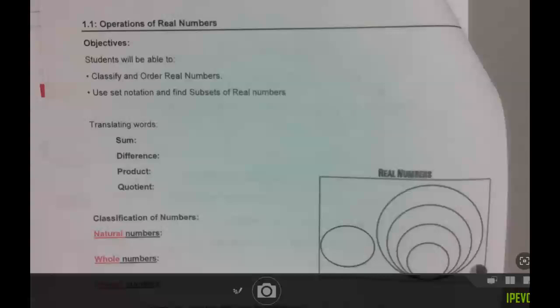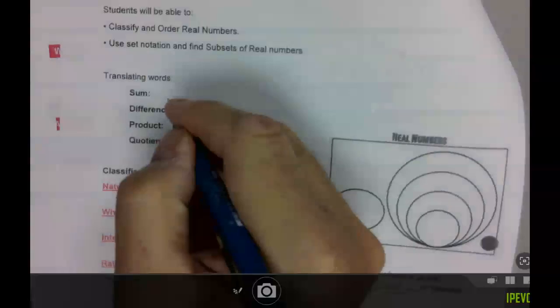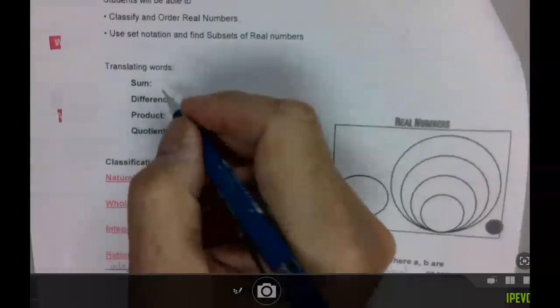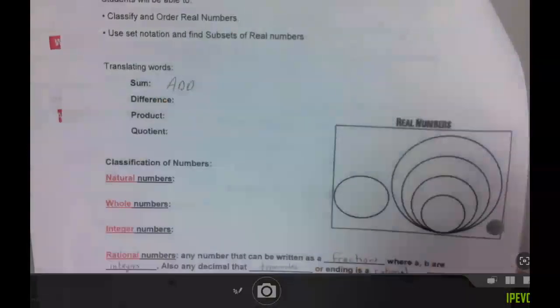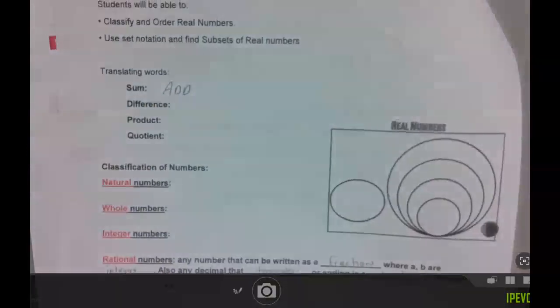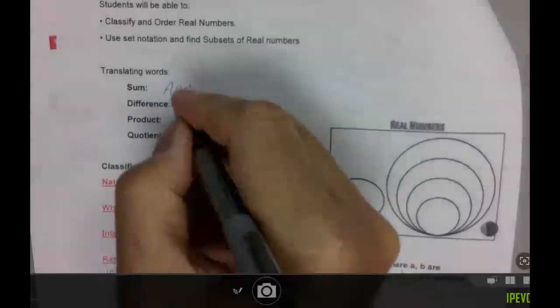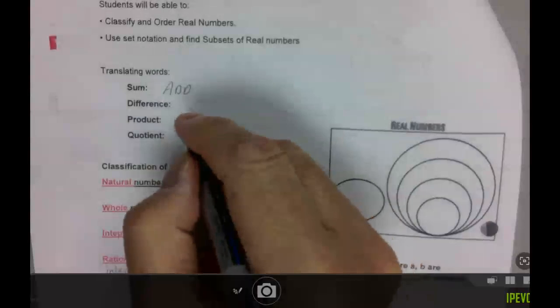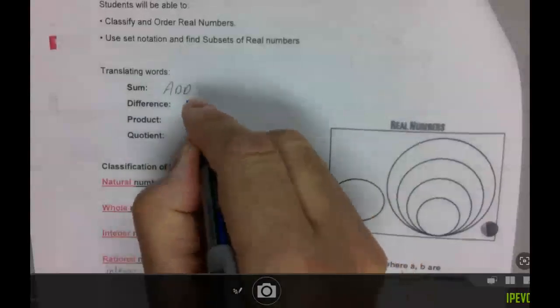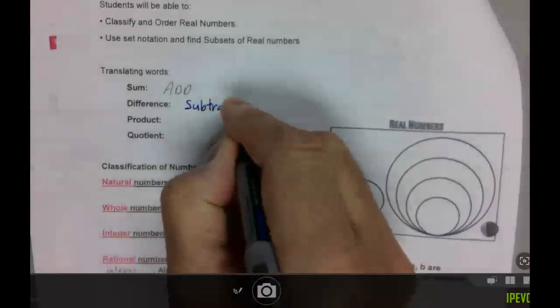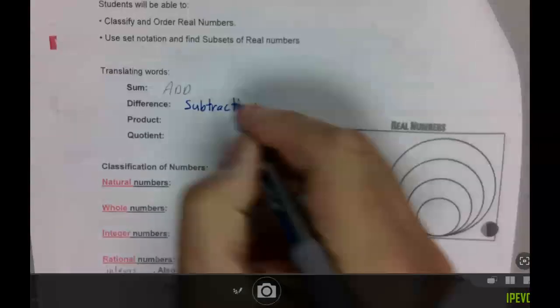Okay, translating words. What does sum mean? You may know what that means in mathematics? The total. Add. Very good. It means to add. Secondly, what's difference mean? Difference. Subtract. Correct? Means to subtract. Subtraction. This is addition.